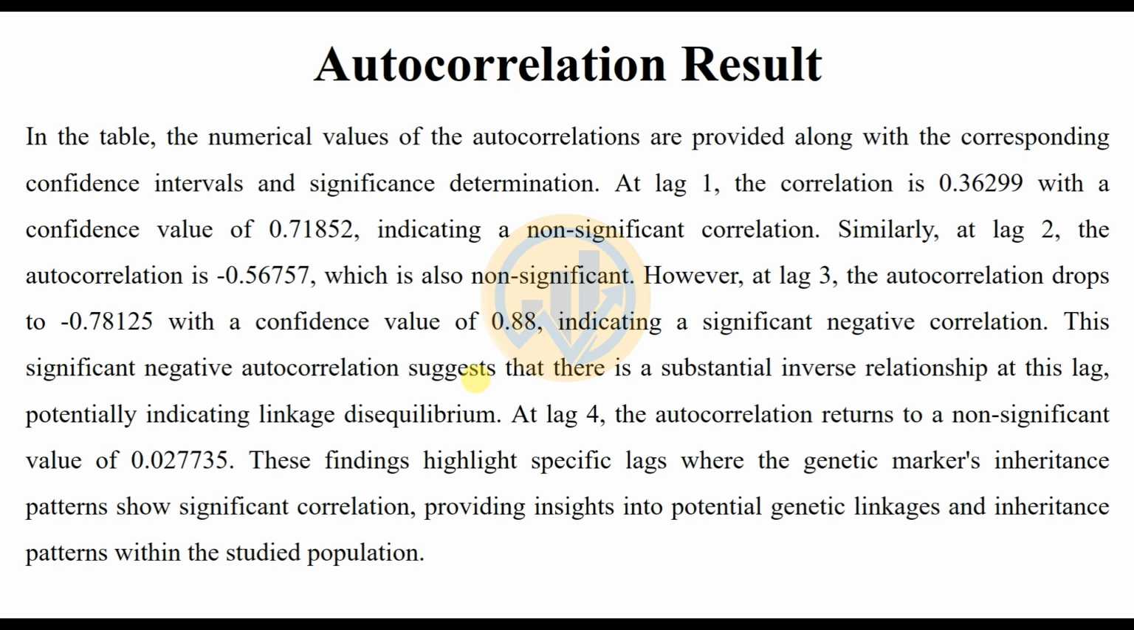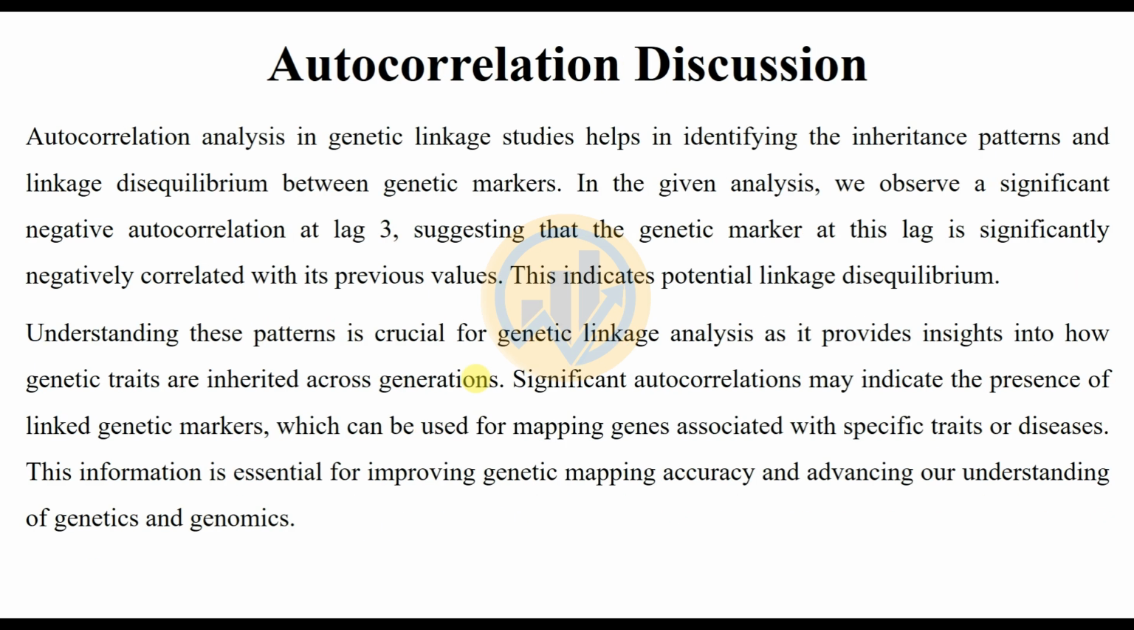Thus the findings highlight the specific lag where the genetic markers' inheritance patterns show significant correlations, providing insight into the potential genetic linkage and inheritance patterns within the studied populations. So, the discussion part of the autocorrelations: the autocorrelation analysis in genetic linkage studies helps in identifying the inheritance patterns and the linkage disequilibrium between the genetic markers.